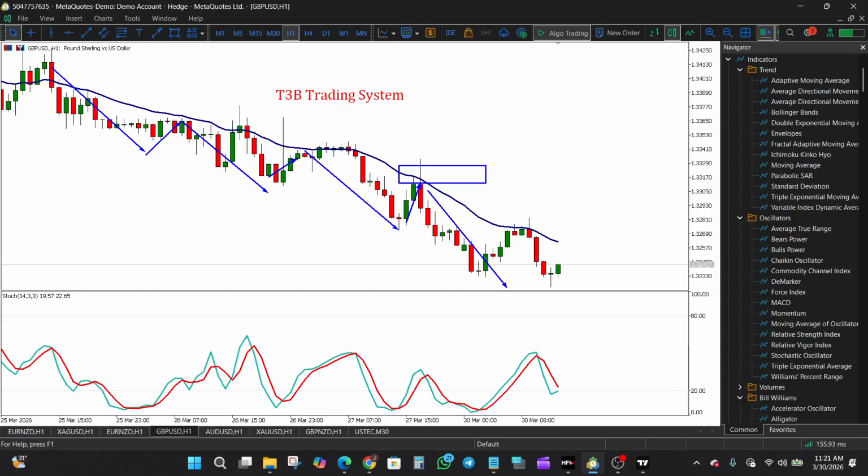So another aspect of the T3B system is confirmation. Traders typically wait for price to show signs of continuation, such as breakouts or strong momentum candles, before entering a trade. So overall, the T3B trading system is focused on patience, trend alignment, and timing entries during pullbacks or breakouts.